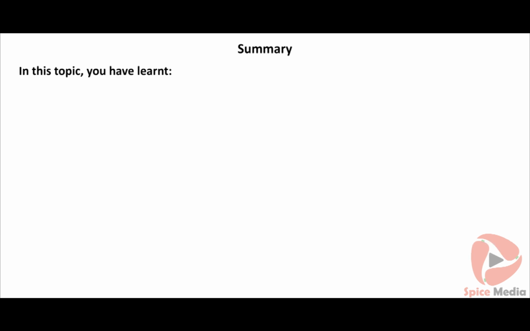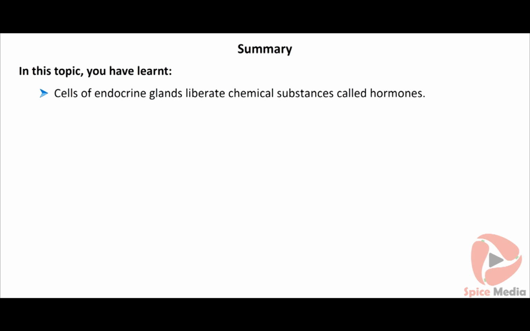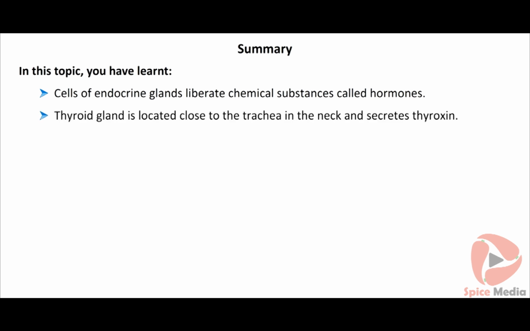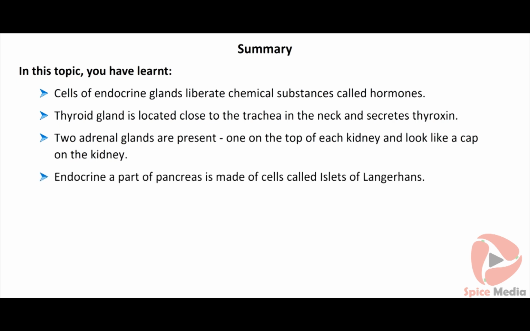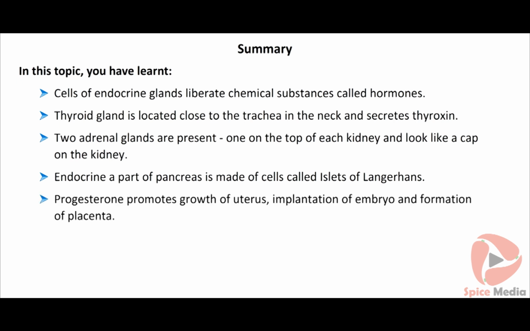In this topic, you have learnt cells of endocrine glands liberate chemical substances called hormones. Thyroid gland is located close to the trachea in the neck and secretes thyroxine. 2 adrenal glands are present, one on top of each kidney, and look like a cap on the kidney. Endocrine, a part of pancreas, is made of cells called islets of Langerhans. Progesterone promotes growth of uterus, implantation of embryo, and formation of placenta.